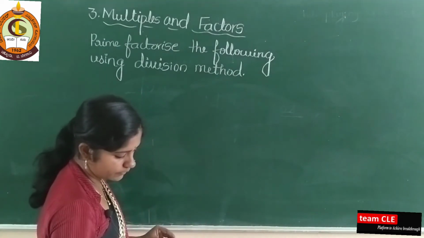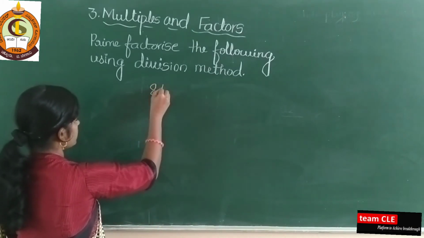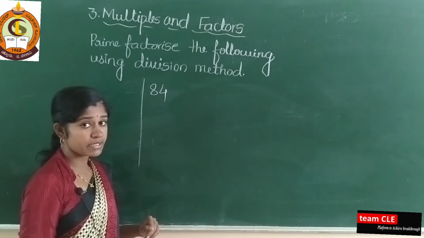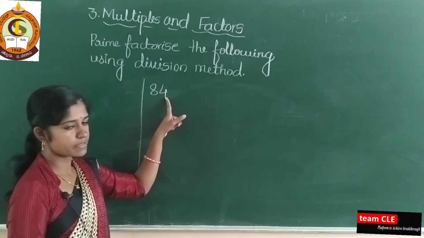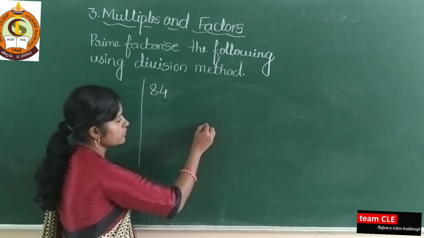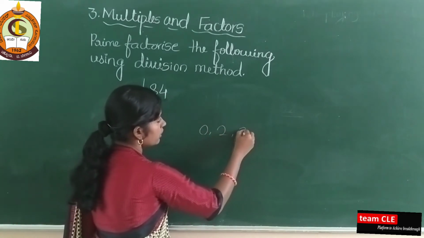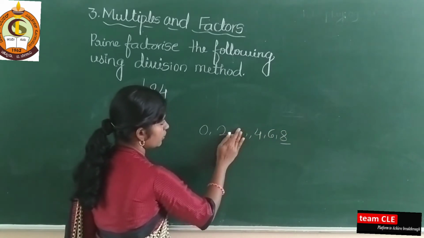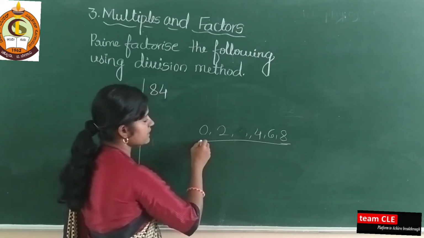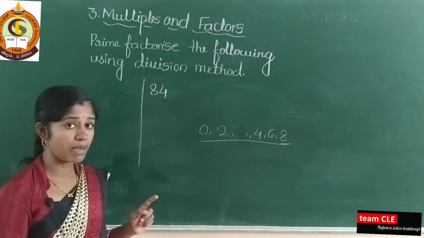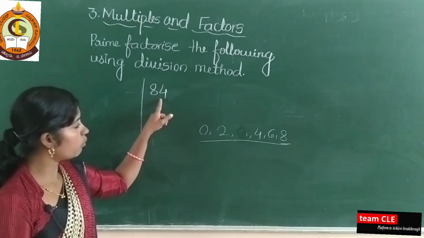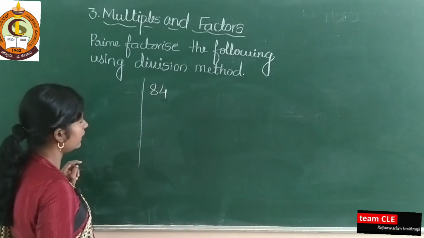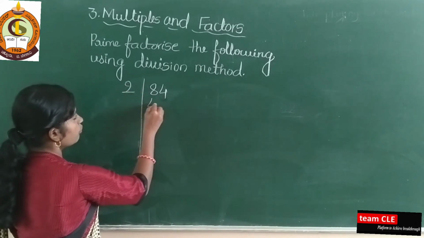Okay. Next take here 84. So tell me, is this number divisible by 2? Yes, it is divisible by 2 because in the ones place 4 is there. In the ones place 0, 2, 4, 6, 8, if these numbers are there, it means that the number is divisible by 2. Then tell me, here 84 is there, how can I divide this number? By 2.